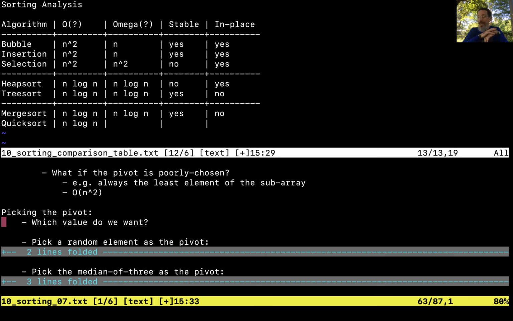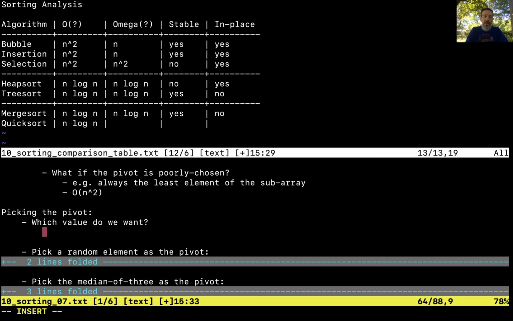Well, you might say that you want the average, but it's not the average that you want, because if you consider arrays that have very skewed distributions, the average itself can be very skewed. So what you actually want is the median. And what is the median of the array?